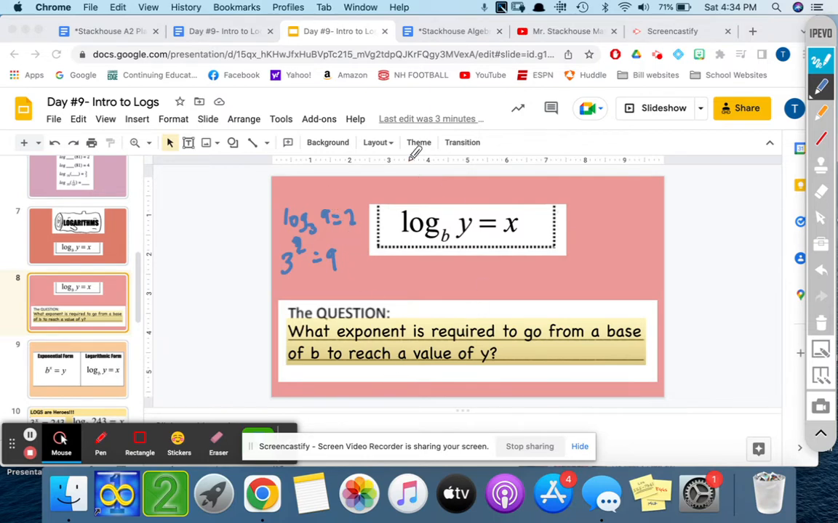Okay, so I wanted to show you a number example so that it's not just all letters, but b to some number raised to some number is equal to y.